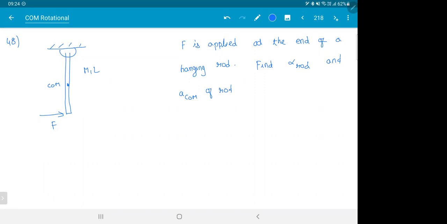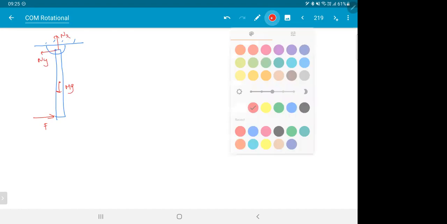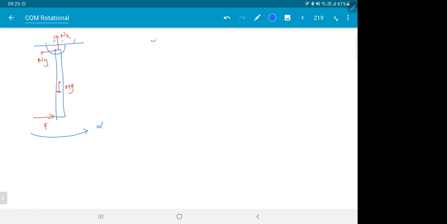Any answers? See, what are the forces? Force F, mg, hinge reaction, right? And the rod will rotate with alpha. If you take torque about the hinge: torque due to Nx, torque due to Ny, torque due to mg, and torque due to F. This is equal to I about hinge into alpha.